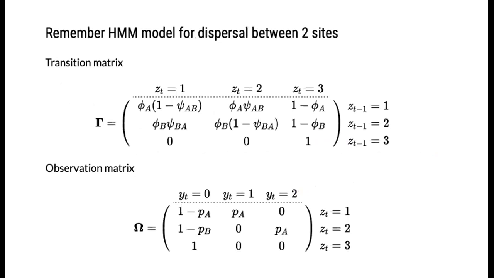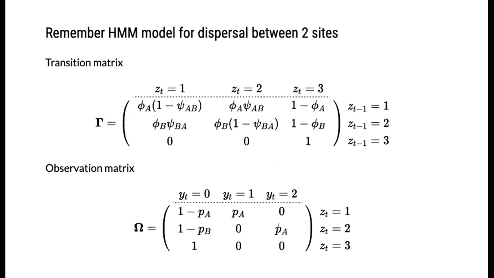You remember the model for dispersal between two sites? We have site A. That's the typo Chloe found: Z_t is A, B, and D, it shouldn't be 1, 2, 3. Site A, site B, and you're dead. And so this is the transition matrix. You can survive on A side, and then do the transition between A and B or not, and die. And the observation matrix, given that you are alive in site A, alive in site B, or dead, you are either non-detected, detected in site A, or detected in site B. So it's a copy and paste of the slide we saw this morning. This should be p_B here. Okay, so that's the model we've seen so far.